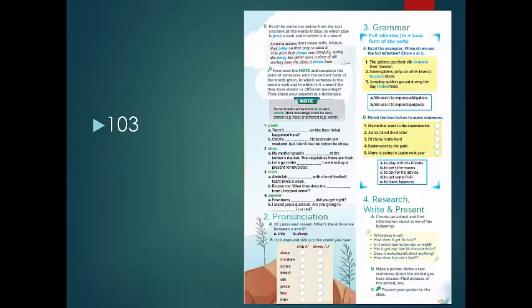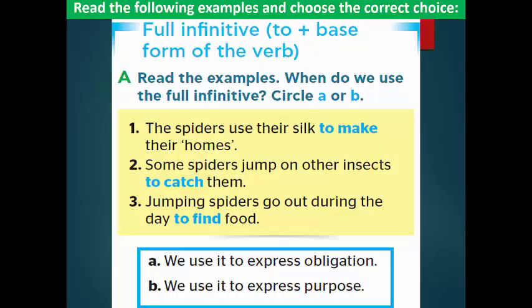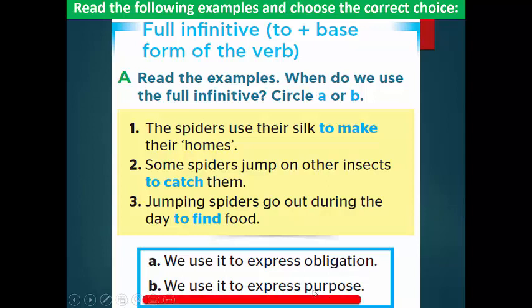I hope it's clear. Now, open your student book on page 103, this section. First, we complete the rule. Read the examples. When do we use the full infinitive again? We have A and B. A, we use it to express obligation. B, we use it to express purpose. Which one is correct? To express purpose. And read the examples to see.